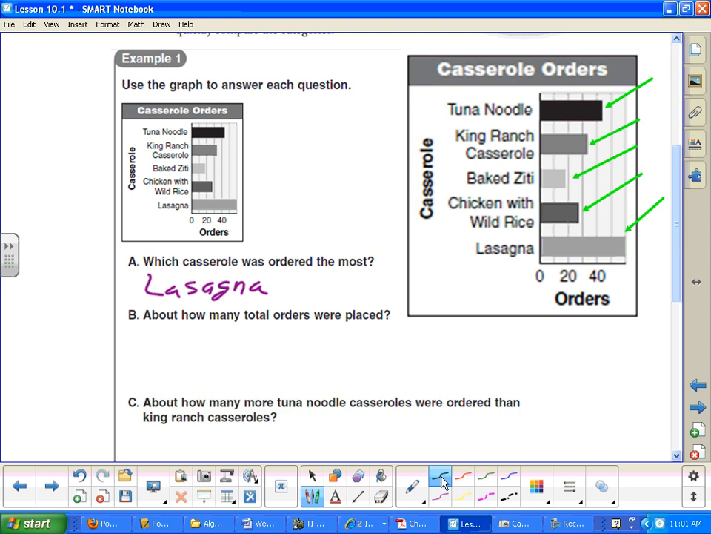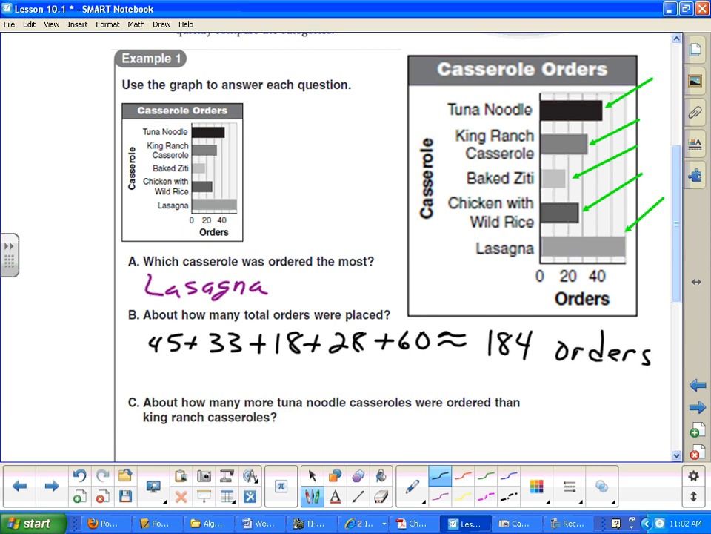So we've got, what do we say, about 45 plus 33 plus 18 plus, what was that, 28, and plus 60, which gives us an approximate number of what? 185? Okay, so approximately 184 orders.